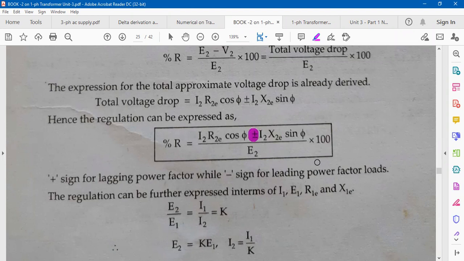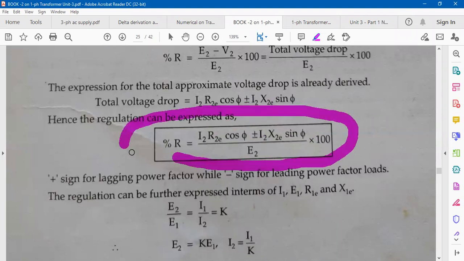Clear? Yes, ma'am. Okay. And whenever it's a resistive type of load, that is, power factor unity is given to you, it means phi is 0 degree. And what is sine of phi? Sine of 0 degree is 0. It will be 0. It means you have to use only this one part. This formula you have to use for lagging, leading and unity power factor.